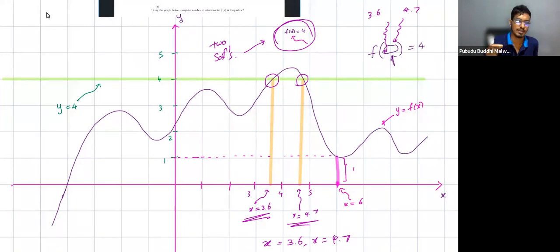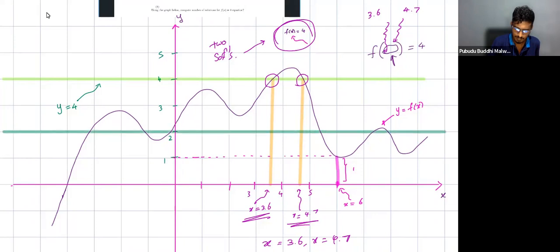That's my aim. And also, for a different value like f of x equals 2, what are the solutions for that equation? For f of x equals 2, you can draw this horizontal line. How many intersection points? 1, 2, 3, 4, 5, 6. 6 intersection points, therefore 6 solutions for the f of x equals 2 equation.